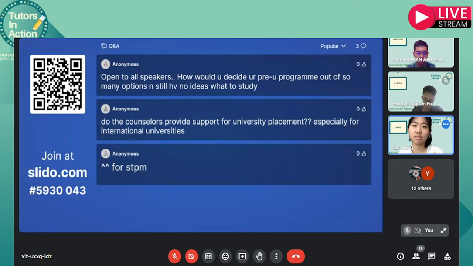Actually, I was considering between ICAW and ACCA, but there was a scholarship available, like I mentioned, for ICAW. That's why I chose that course. Yes.